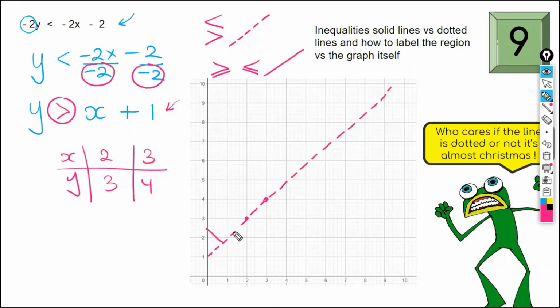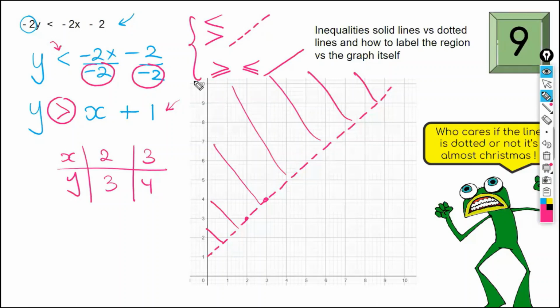More than means you're going to what? Shade above the line. You realize you would have gotten the question wrong if you forgot to change the inequality around. Because if you forgot to change the inequality around because you divided by a negative number, you would have ended up shading underneath the dashed line. You would have shaded the completely wrong region. All right, but this should have been fresh in your head because we did it yesterday in class.